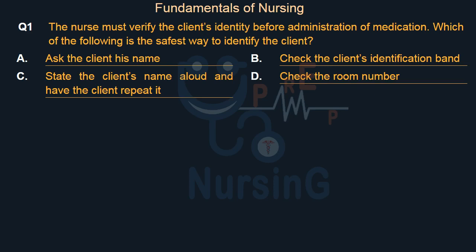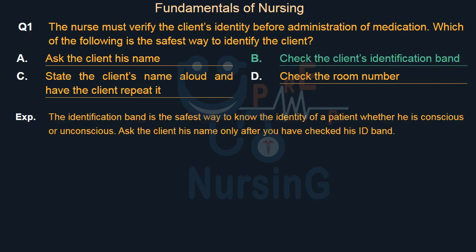Right answer is Option B. Check the client's identification band. The identification band is the safest way to know the identity of a patient, whether he is conscious or unconscious. Ask the client his name only after you have checked his ID band.